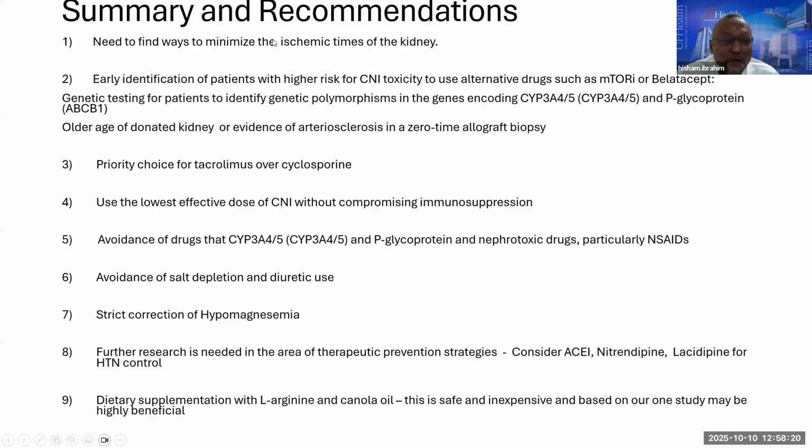We need to find ways to be more efficient in getting kidneys into patients in shorter times. In other words, we need to lower the warm and cold ischemic times. That way, we'll make sure that the kidney has less damage when it goes into the recipient. So like I said, a damaged kidney is a kidney that is more susceptible to CNI nephrotoxicity. So finding ways to minimize the damage to the kidney.